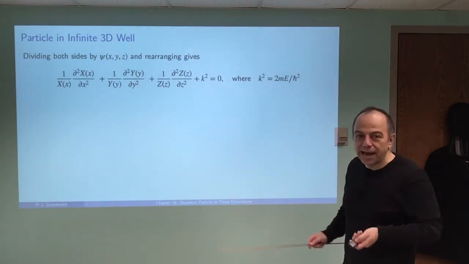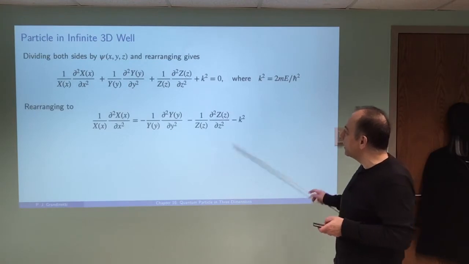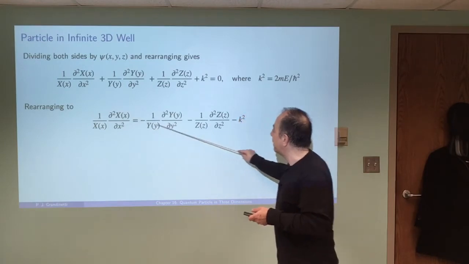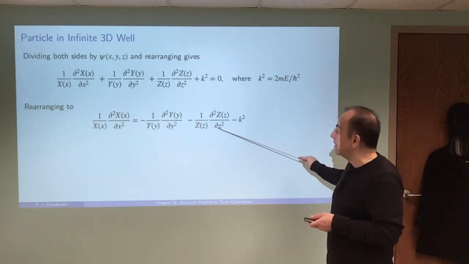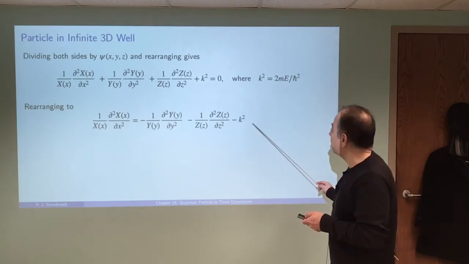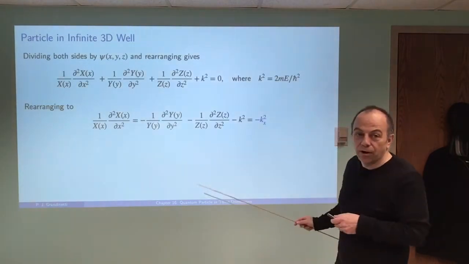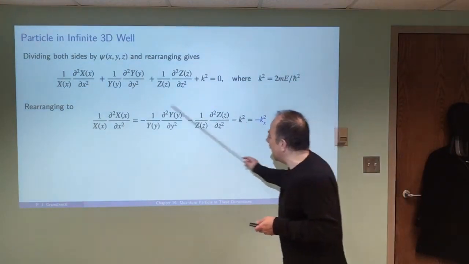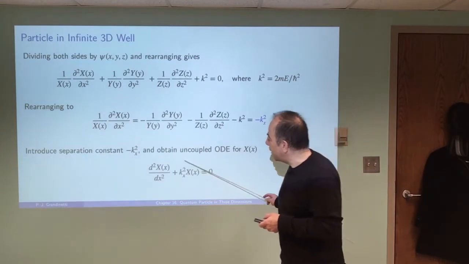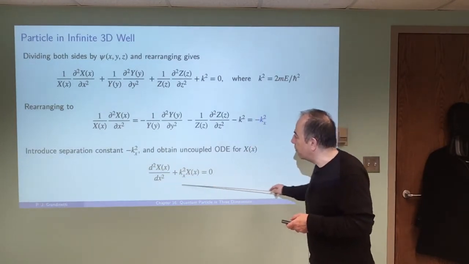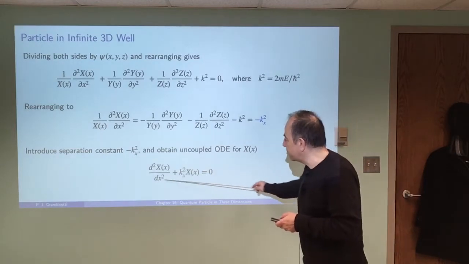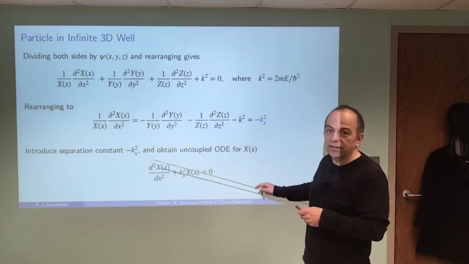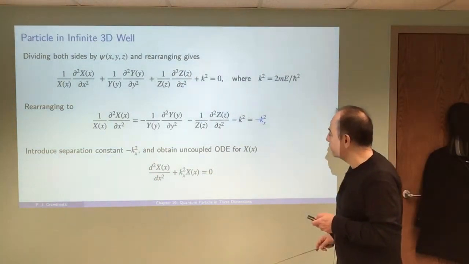So now we have to solve this, and we know a few tricks at this point in the course. For example, we can rearrange this: we put everything with respect to x on the left and everything that doesn't depend on x on the right. This allows us to define a separation constant, which I'm going to call minus kx squared, for reasons that will become obvious soon. That gives us an ordinary differential equation for x that has this form, and we've now decoupled one of our variables in our partial differential equation.